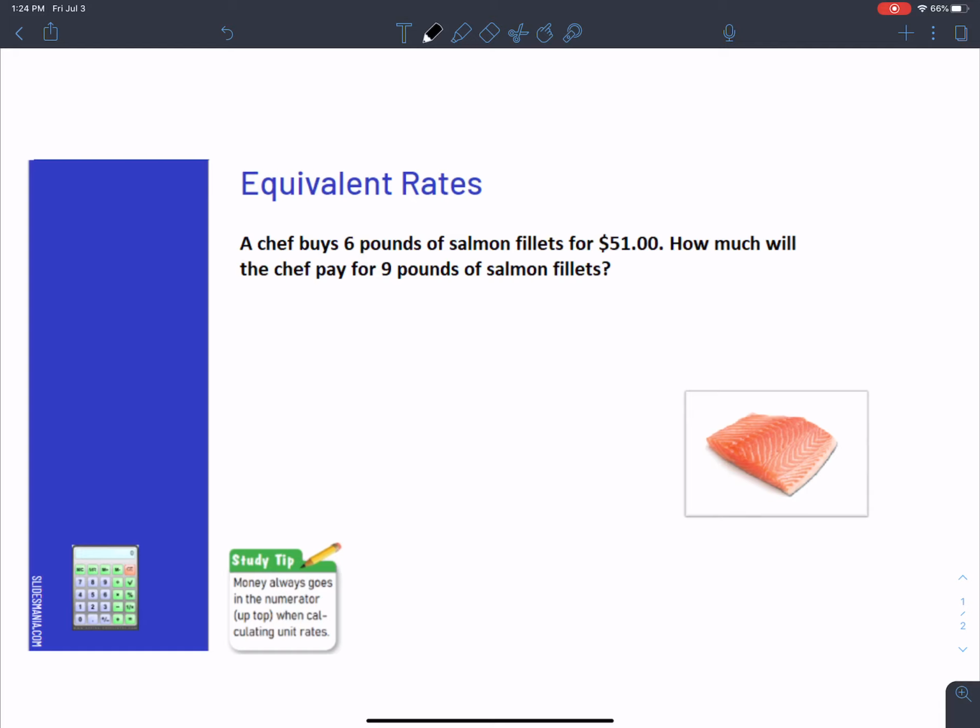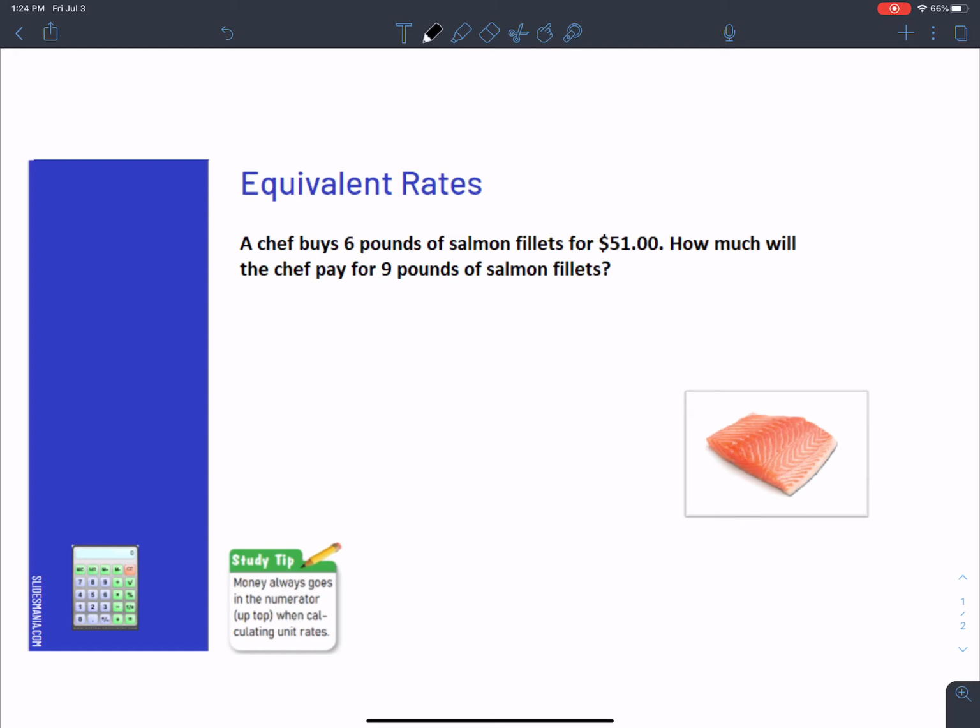Here's our first problem. It says a chef buys 6 pounds of salmon fillets for $51. How much will the chef pay for 9 pounds of salmon fillets? All right. And then here we have a tip at the very bottom, study tip. Money always goes in a numerator, which is the top, when calculating unit rates.